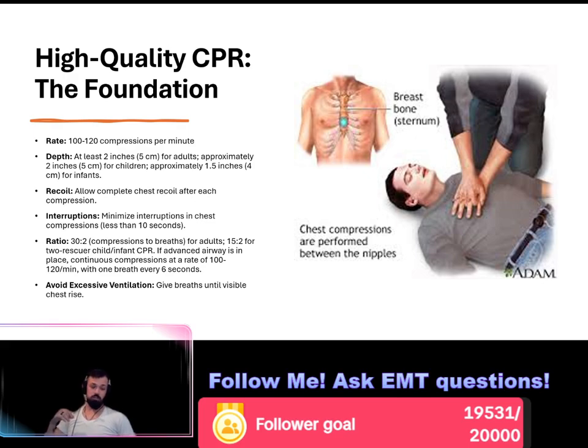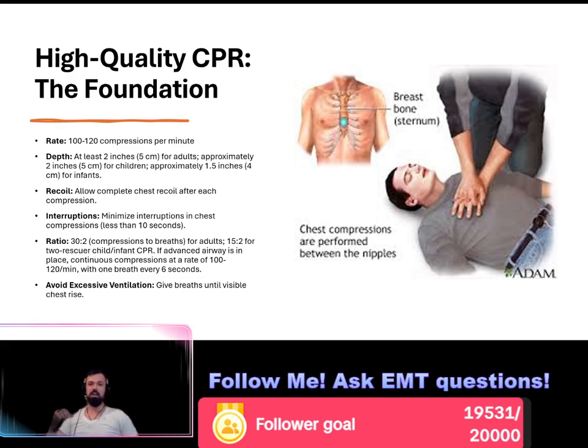For children and infants, if you're by yourself, it is 30 to 2, 30 compressions with 2 attempts at breaths. But if you have two or more responders, it is 15 compressions per 2 breaths.